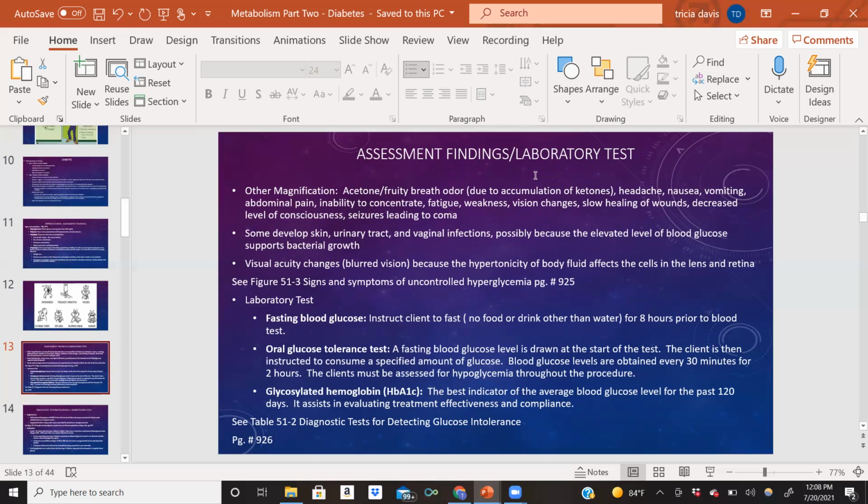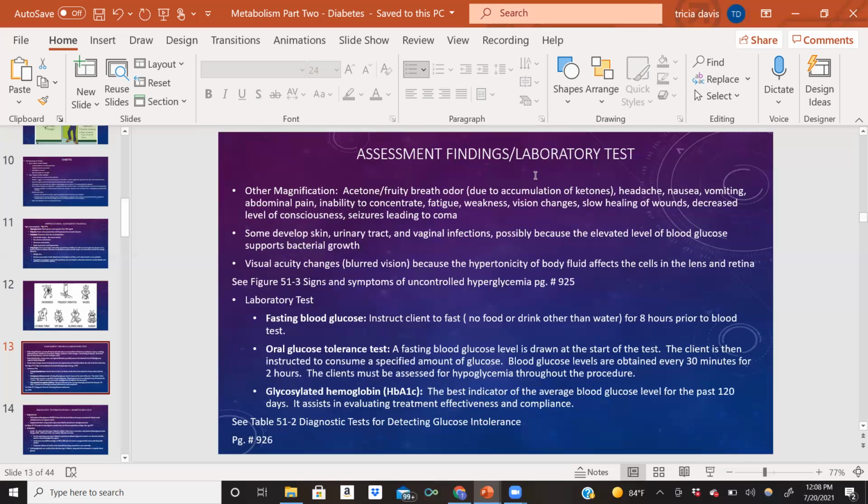So some laboratory tests that we're going to want to do: a fasting blood glucose. If our patient has that, we are going to want to instruct them to fast, so no food or drink other than water for about 8 hours prior to the blood test. If they have to do what's called an oral glucose tolerance test, that's also a fasting blood glucose level, which we draw at the very beginning of the test. After we draw that, we give them a special drink to consume. It includes a specified amount of glucose.